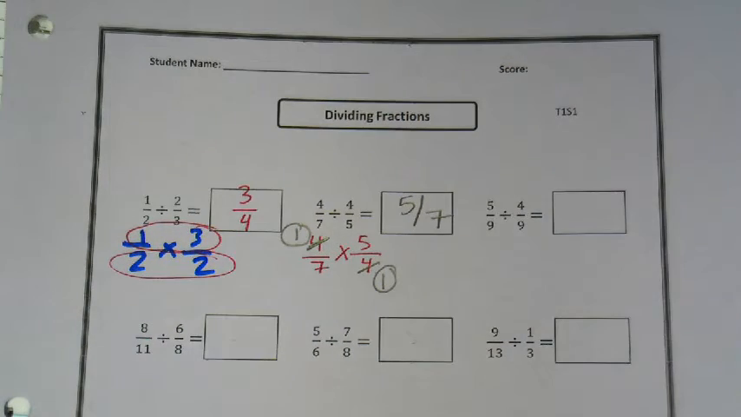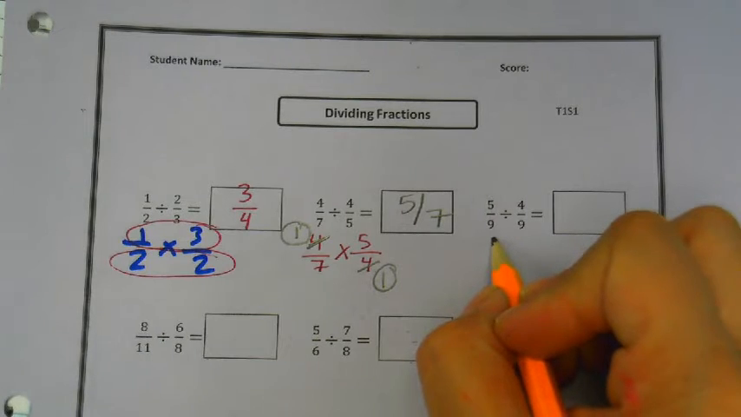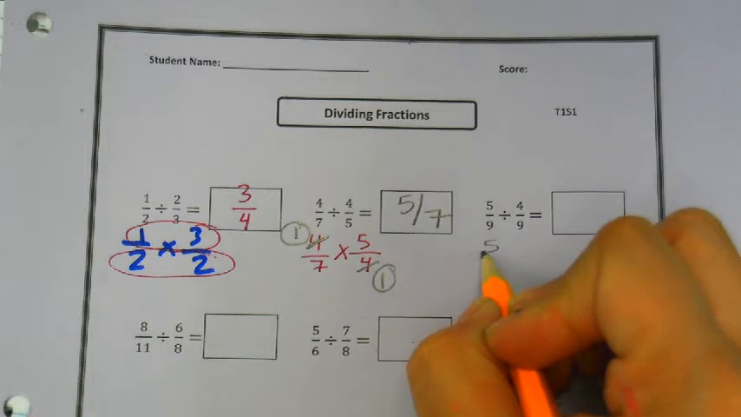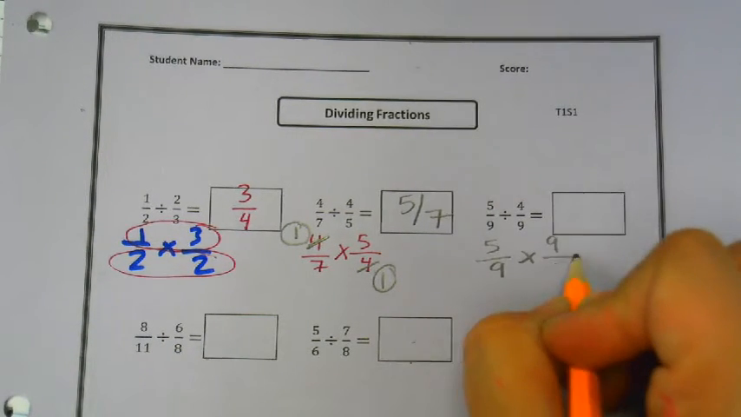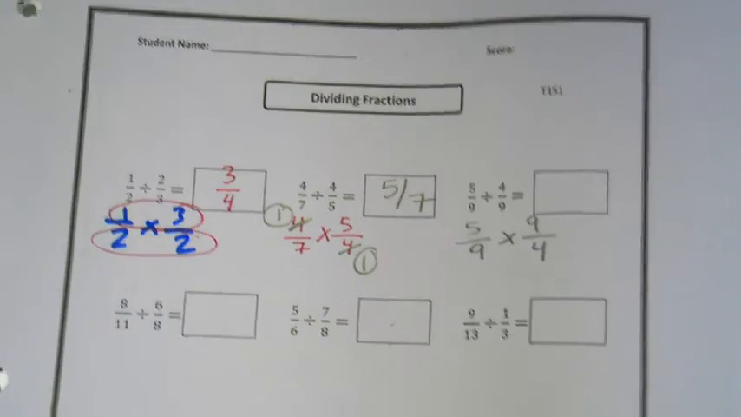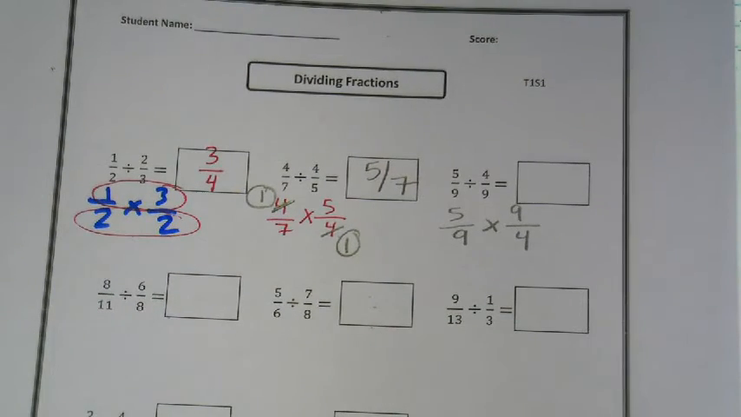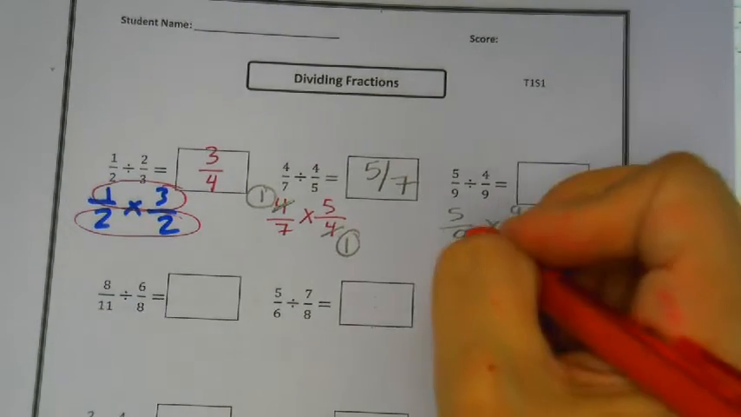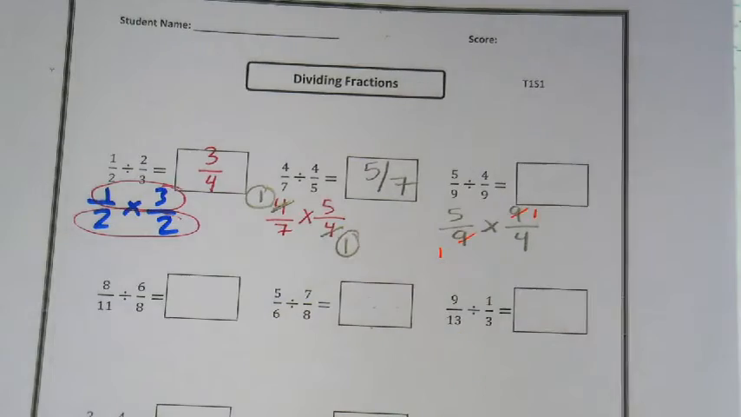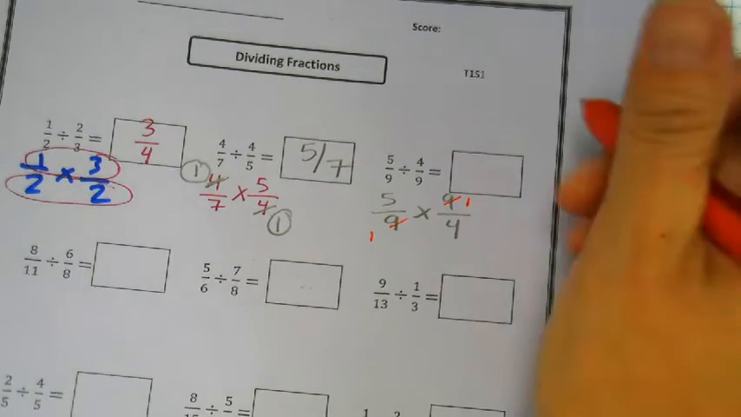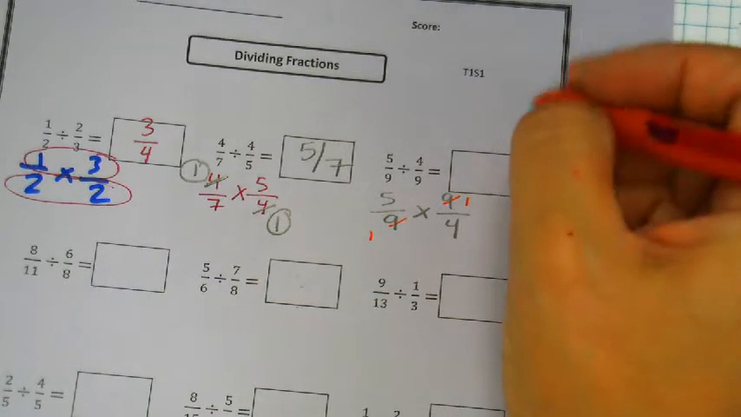Okay, we'll do one more together. How do we rewrite this? 5/9 times 9. What do the 9s become? I'm simplifying. And then our answer is?